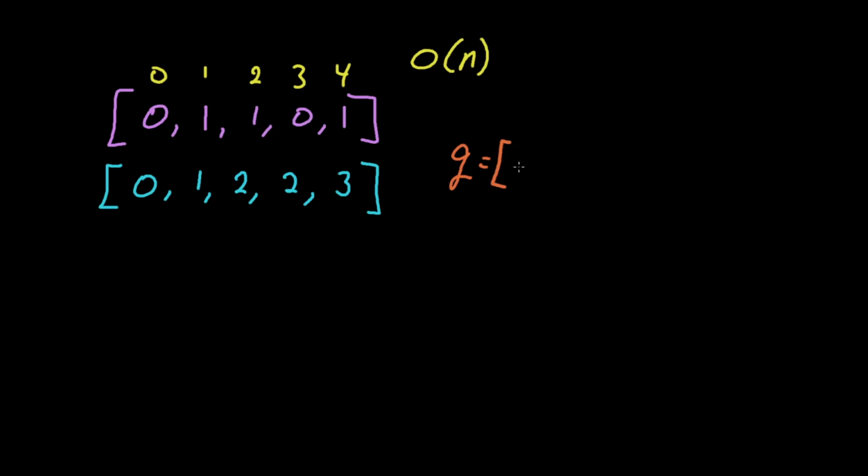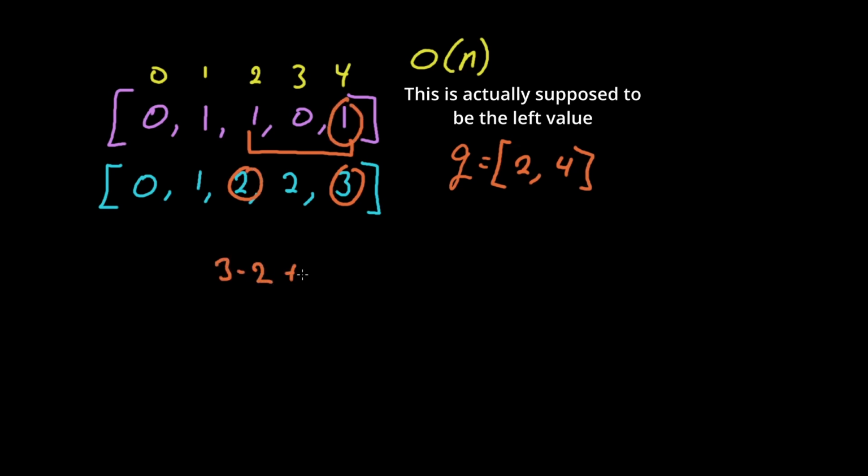Let's try a different query. Let's try between 2 and 4. So between 2 and 4, we can say this minus this. So 3 minus 2 plus whatever's here, plus 1. This is just going to give us 2. And we can see that this is actually the correct answer as well.